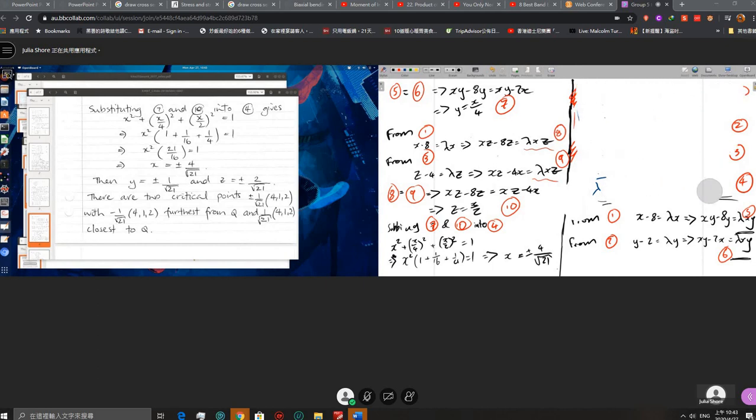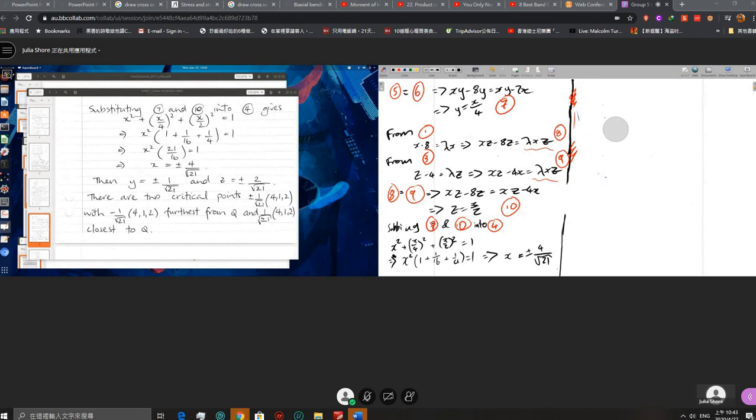So we've got a few minutes left. Then we've got this relation here and this relation here. If we've got some values of x, we can find values of y and z as well. So then we have y is equal to plus or minus 1 on root 21, and z is equal to plus or minus 2 on root 21. So I've just subbed those in. So there are 2 critical points.